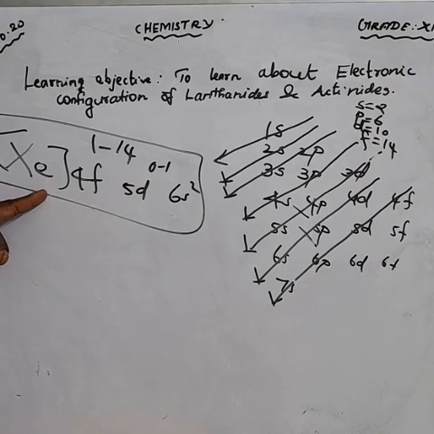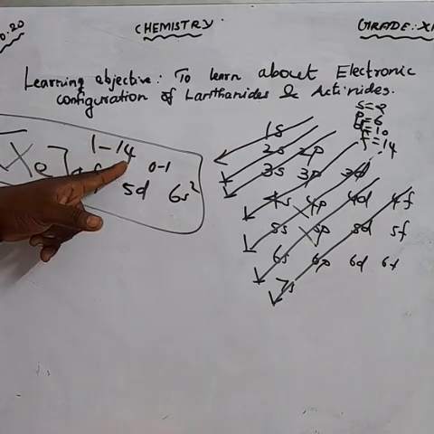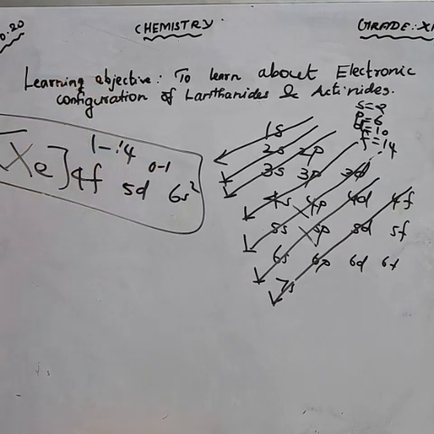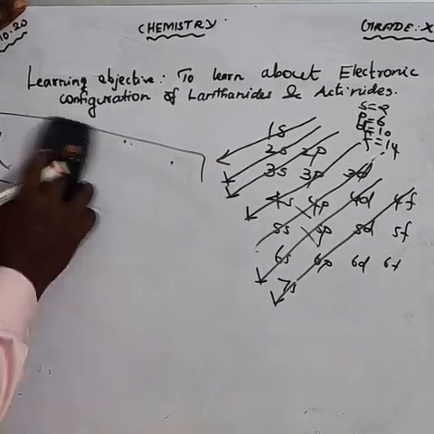Anyhow, this is the general answer for the one-word question. The general electronic configuration of lanthanides is Xe 4F 1 to 14, 5D 0 to 1, 6s2. Next about the oxidation state of lanthanides.